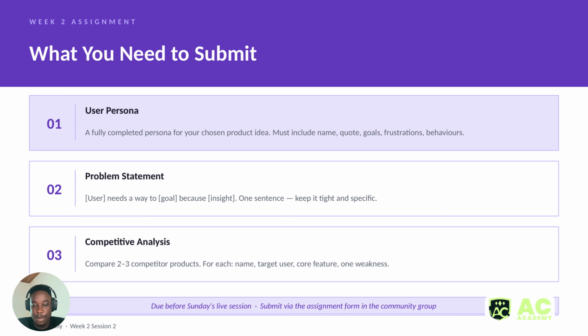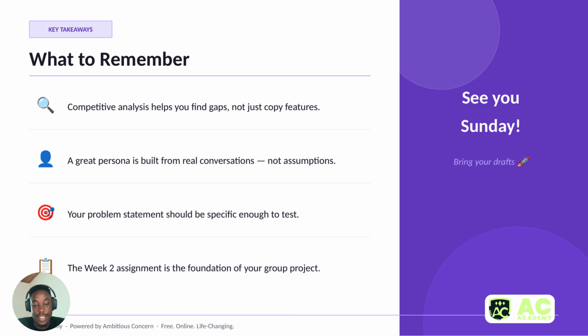Before I let you go, there are 3 things that you have to keep in mind today. A competitive analysis is about finding the gaps and not copying features. Your persona should come from real conversations, not made up assumptions. Also, your problem statement should be specific enough that someone could actually go out and test it. The assignment is the foundation for your group project groupings, so take your time with it and do it well.